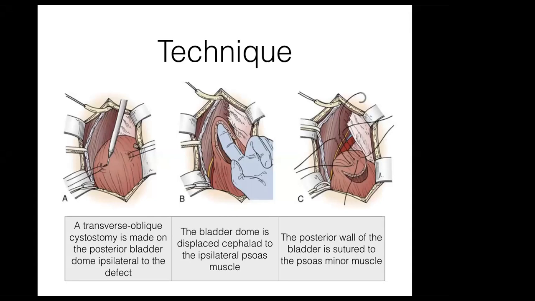So first, you perform a transverse to oblique cystostomy on the posterior bladder dome, ipsilateral to the side of your defect. You then pull the bladder dome cephalad to the ipsilateral psoas muscle, and you suture the posterior wall of your bladder to the psoas minor muscle.